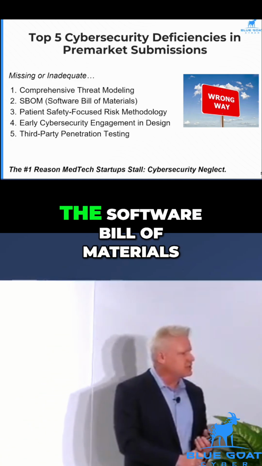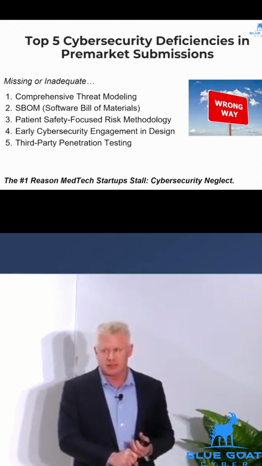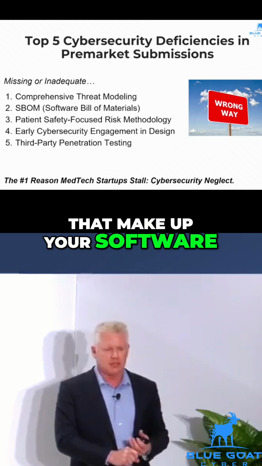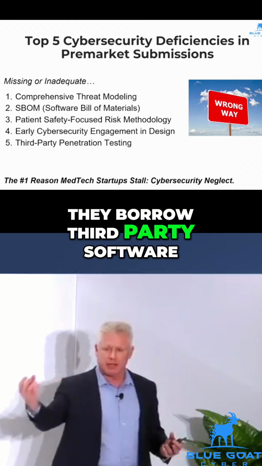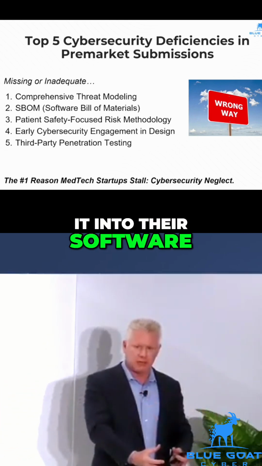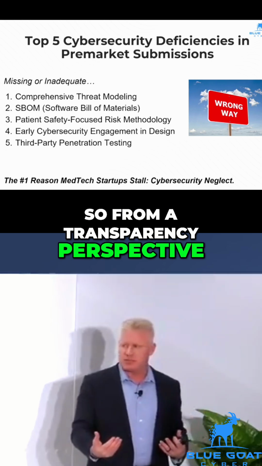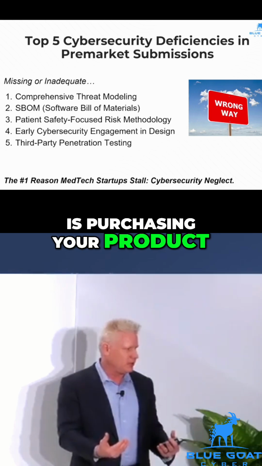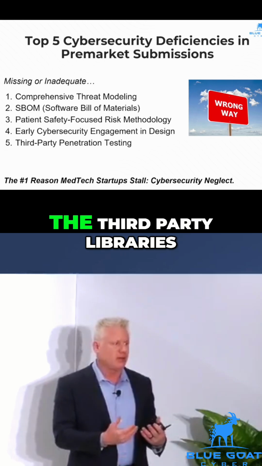The second thing is the software bill of materials, the SBOM. The software bill of materials is simply the ingredients that make up your software. Software developers don't always reinvent the wheel. They borrow third-party software, they borrow code from other places, and put it into their software, into your software of the product. So from a transparency perspective, it's important that whoever is purchasing your product knows all the components that make up your product. And these are all the third-party libraries.